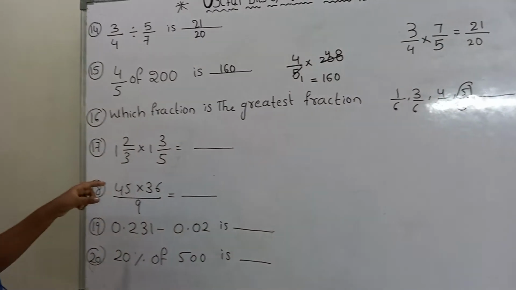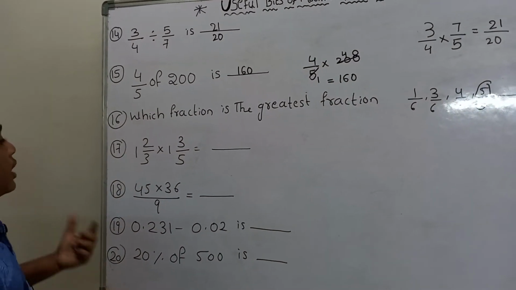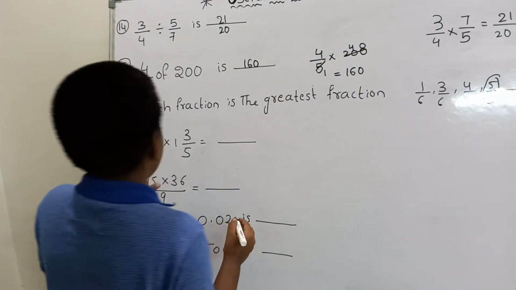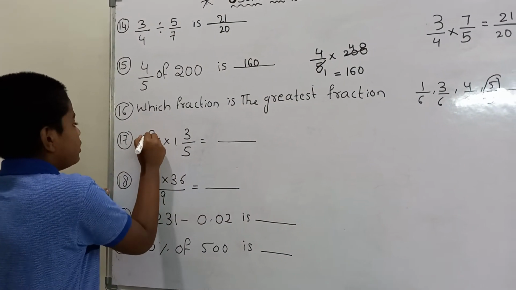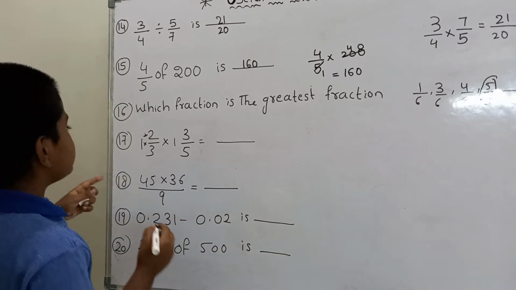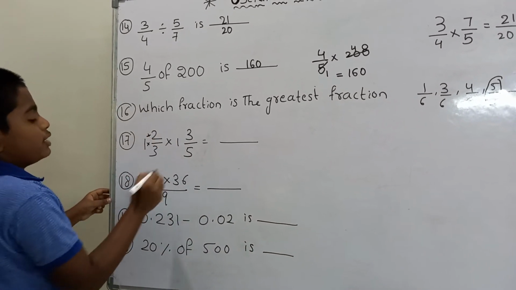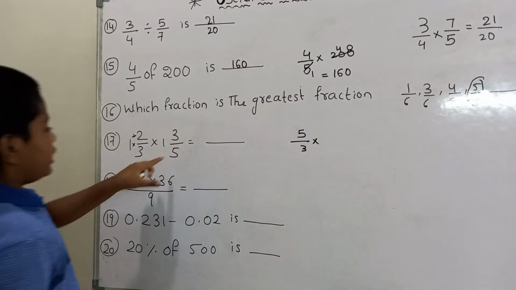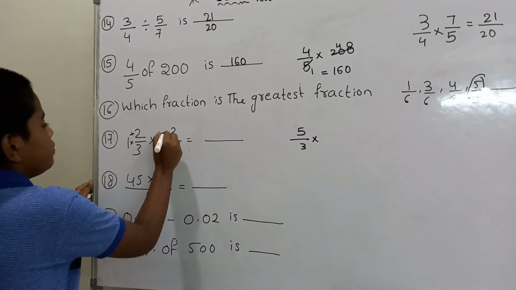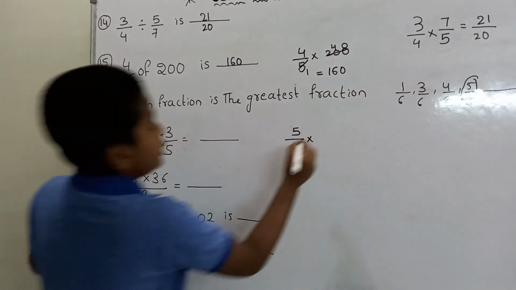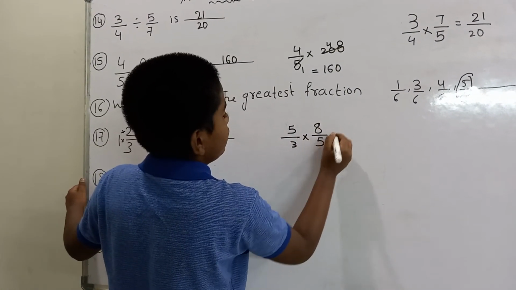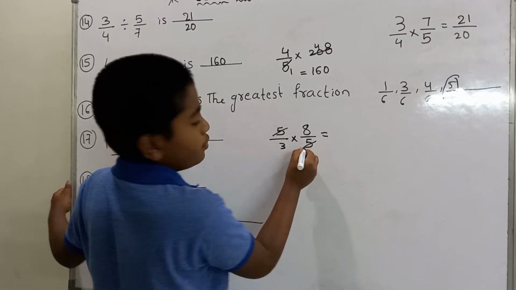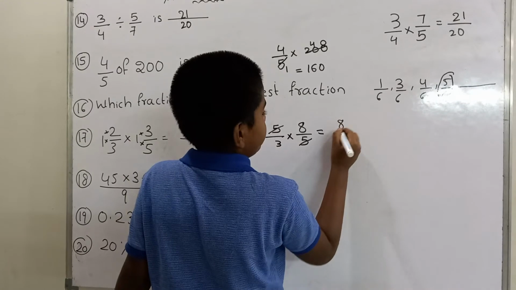And next question is, 1 of 2 by 3 into 1 of 3 by 5. Here we have to convert mixed fraction into improper fraction. So 3 into 1 is 3 plus 2 is 5. So 5 by 3 into, here 5 ones are 5 plus 3 is 8. So 8 by 5 is equals to, here we can cancel 5 and 5 and it is 8 by 3.